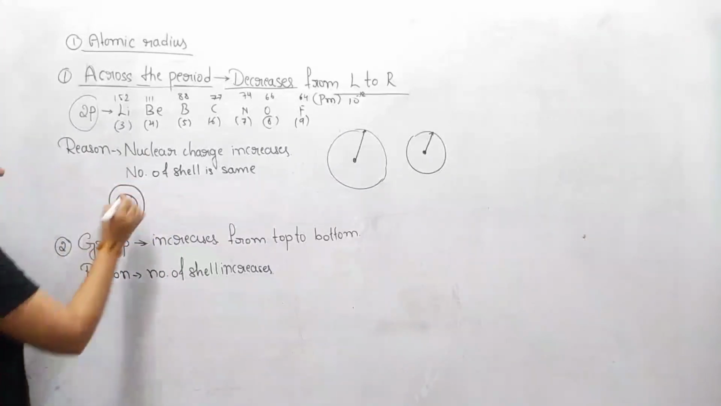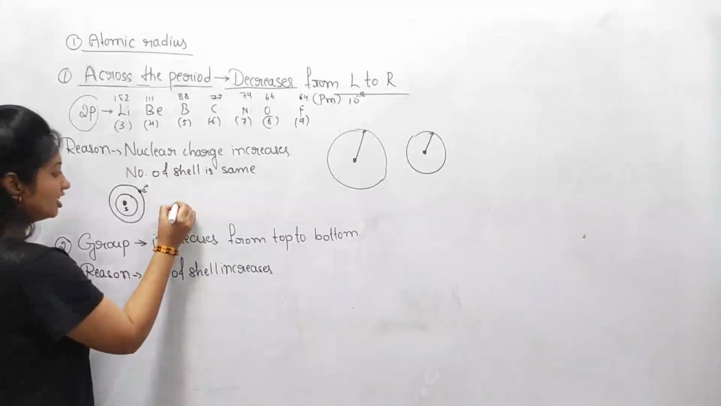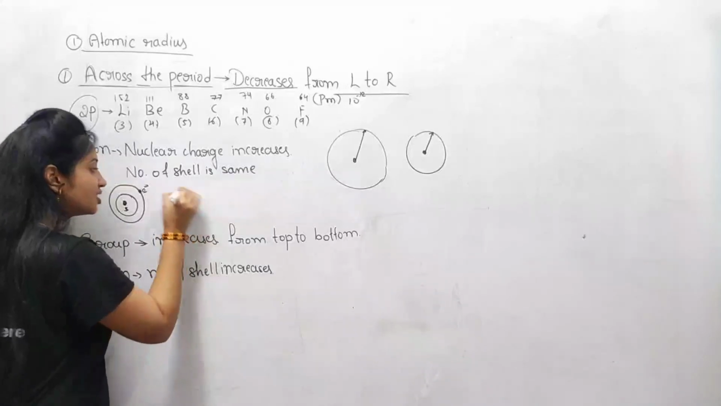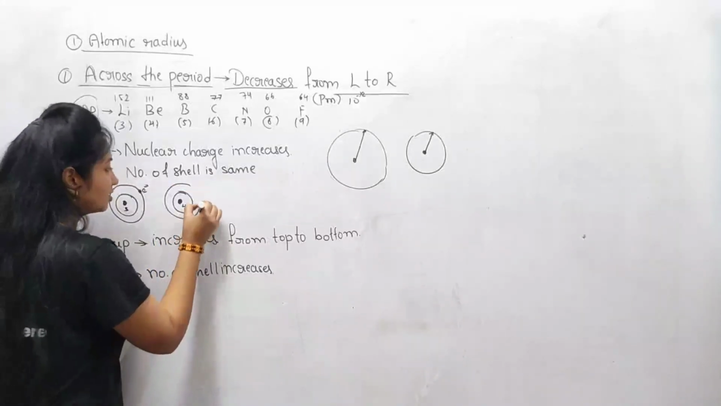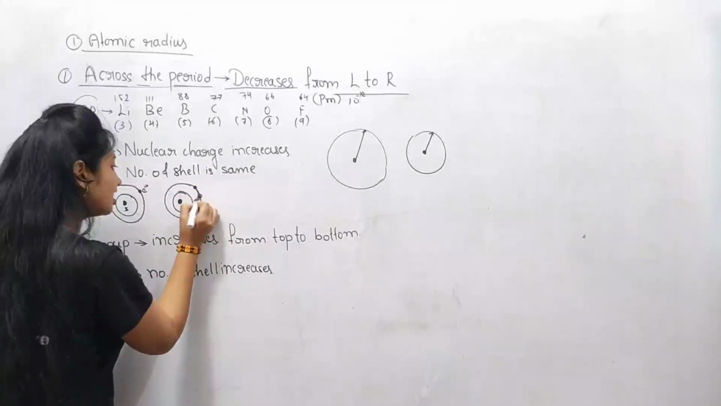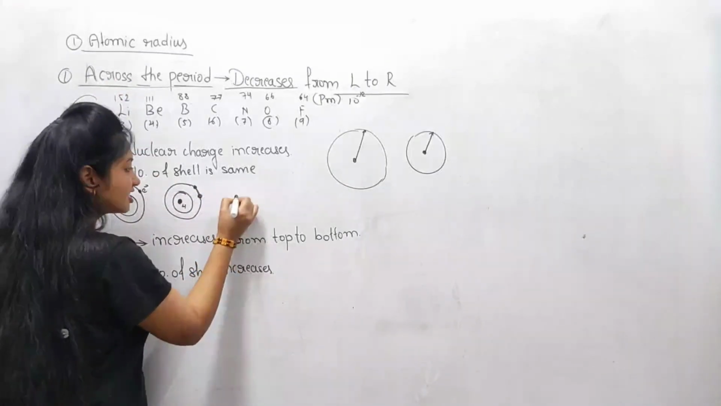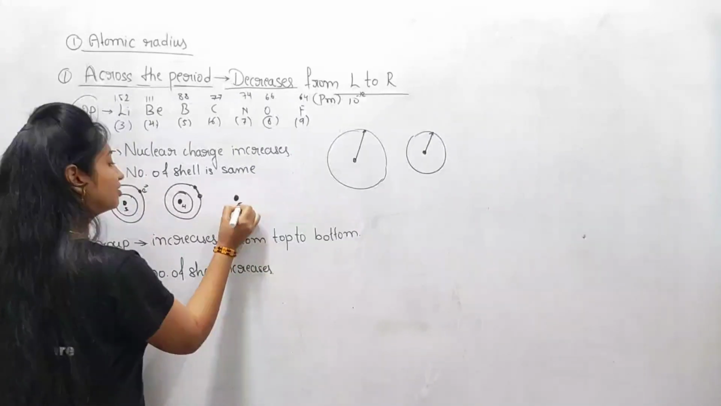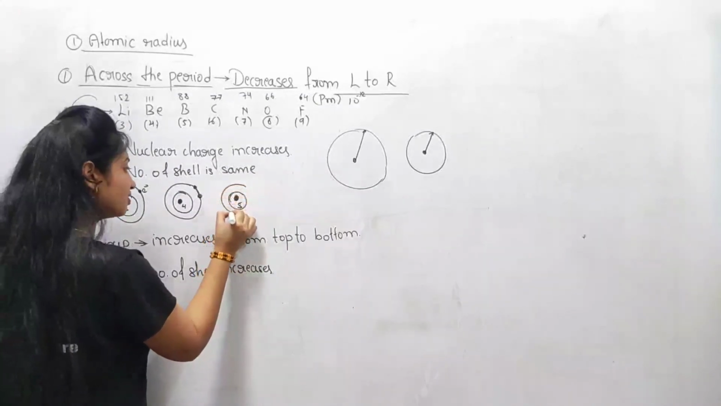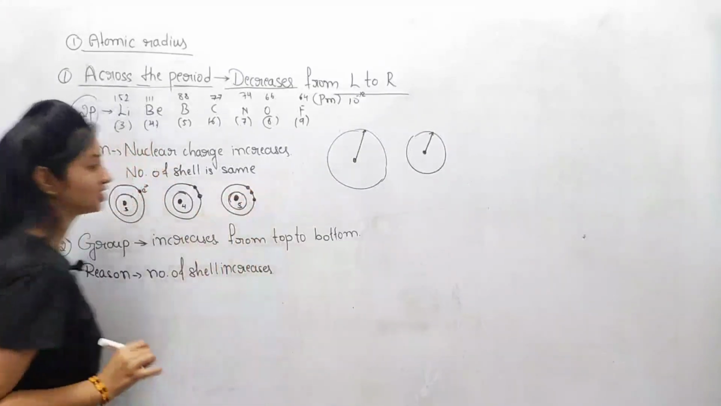In the outermost shell there is 1 electron in lithium. Like this, in beryllium there are 4 protons, and two shells exist, and in the outermost shell we have 2 electrons. And next, boron has 5 protons, and here also we have 2 shells. In the outermost shell we have 3 electrons.